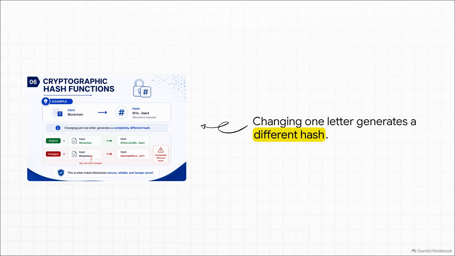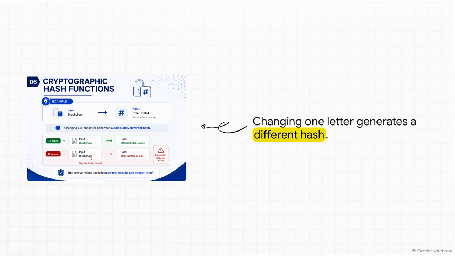For instance, notice what happens if your input is the word blockchain with a lowercase i. You get one very specific string of numbers and letters. But if a hacker tries to tamper with the data by changing that lowercase i to an uppercase I, the new hash output is completely, entirely different. Even the tiniest micro change in the data creates a drastically different hash value. And because each block contains the hash of the block before it, if someone tries to alter historical data, the hashes won't match up, the chain breaks, and the entire network instantly rejects it.